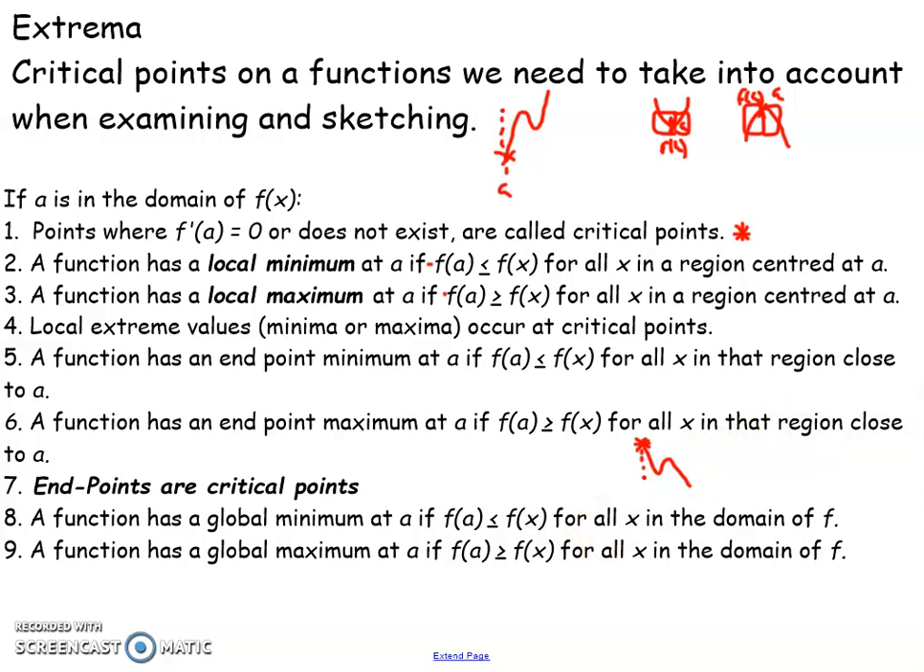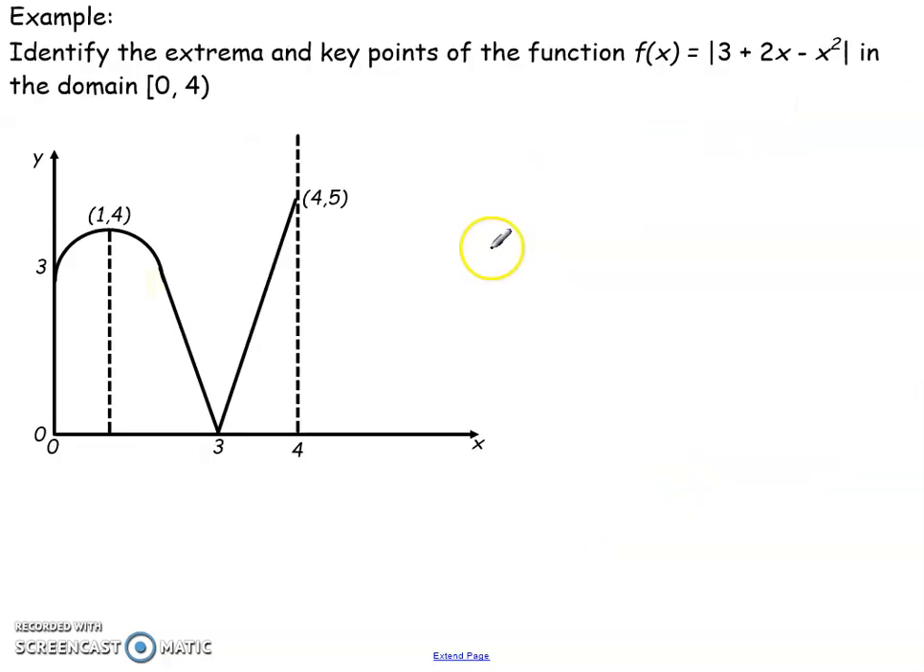So let me show you an example of what I mean. Let's imagine I've got this function here and I want to identify the extrema and key points of the function f of x equals magnitude of 3 plus 2x minus x squared in the domain 0 to 4.